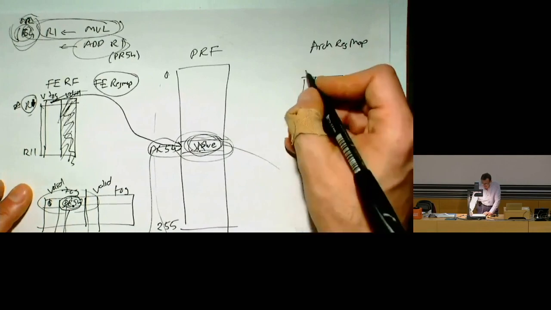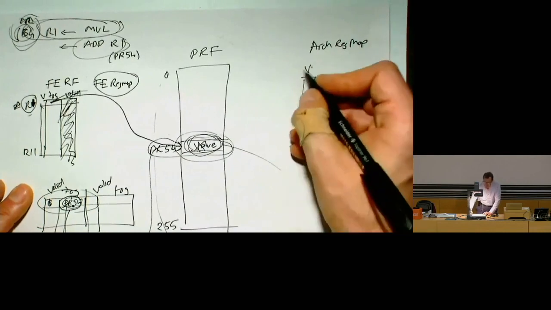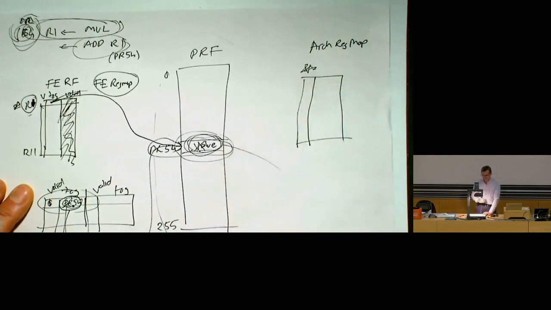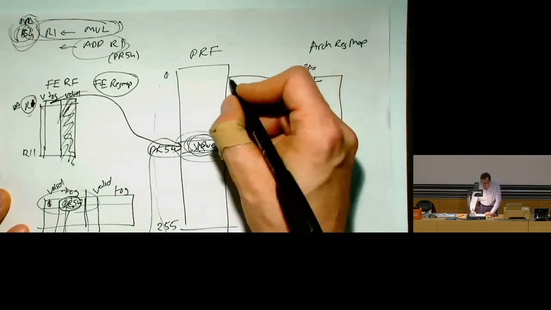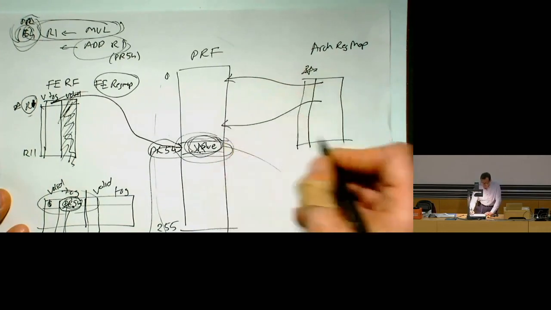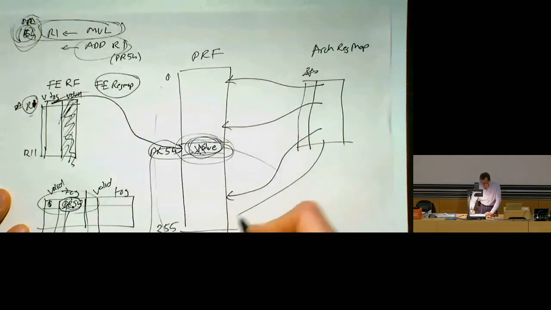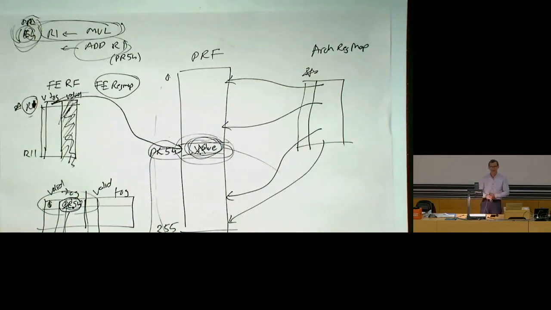Again, we don't want to store values. Architectural registers are always valid, actually. You don't need a valid bit over there because it's your architectural state. It better be valid if you're running a program. What you really have is just pointers. Now, what does this mean? This may sound confusing, right?